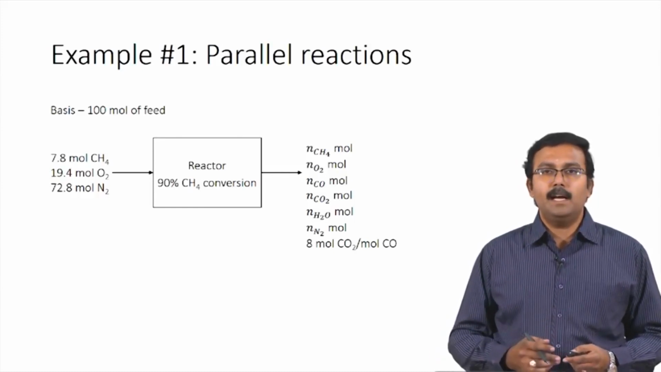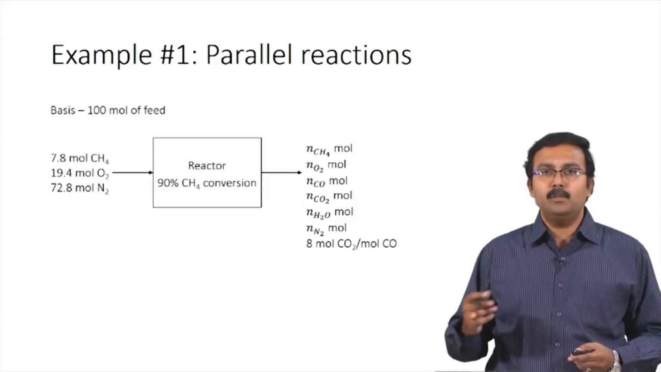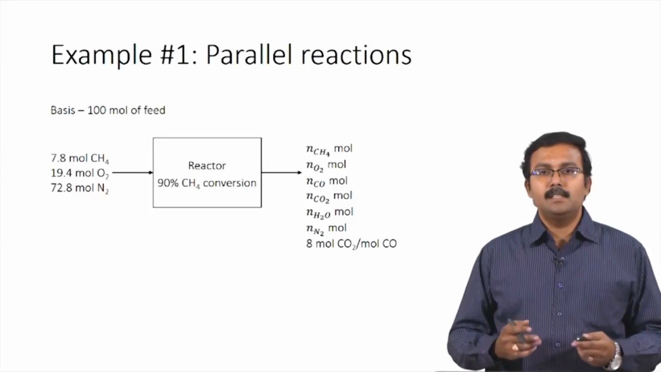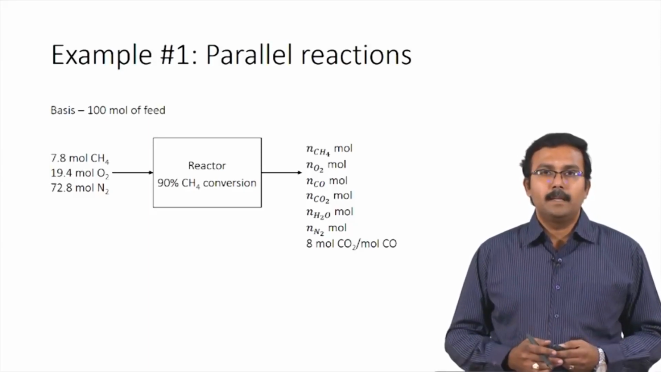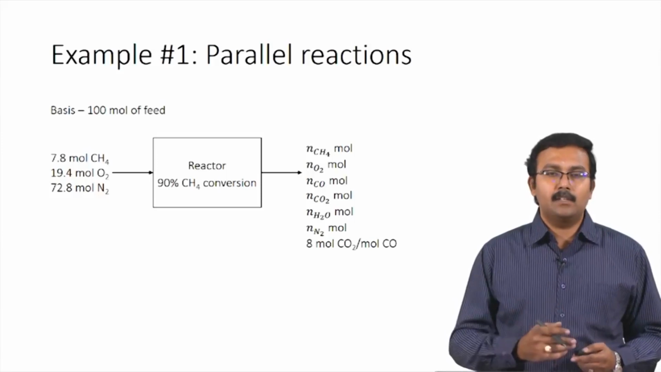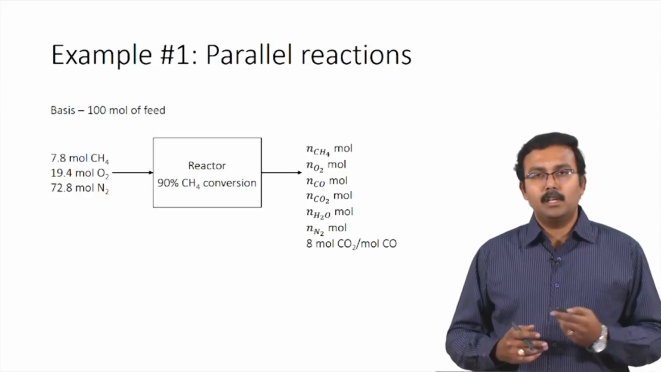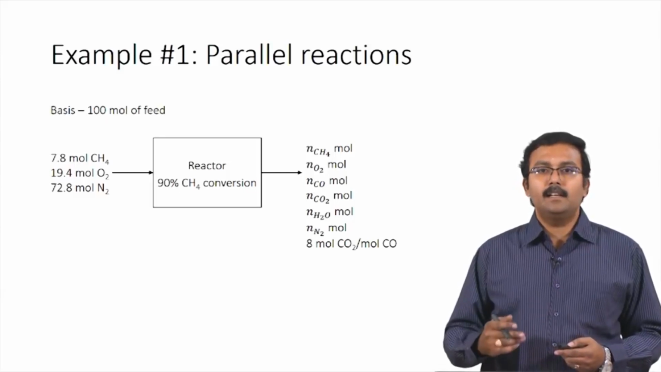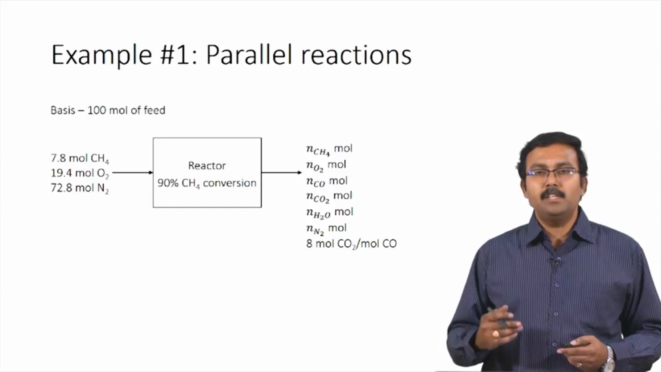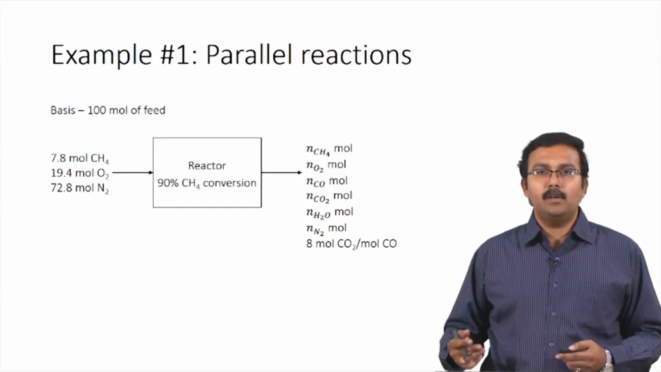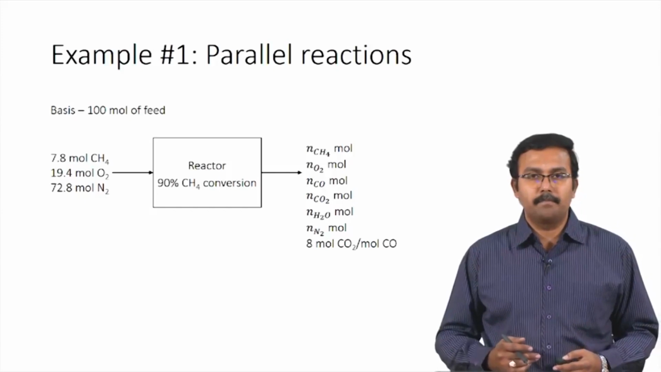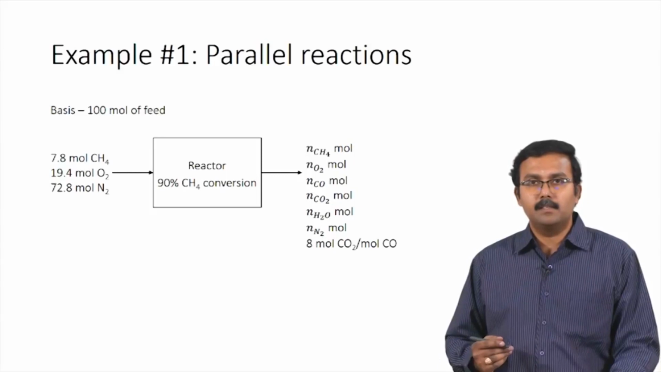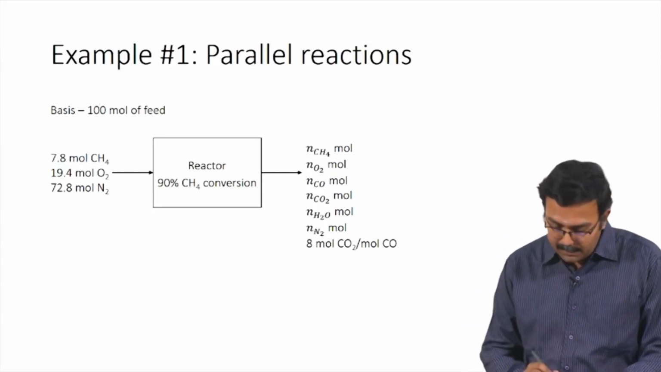It has also been given that the ratio of carbon dioxide to carbon monoxide is 8 moles to 1 mole. So, this is the selectivity for the reaction. Now that we have the selectivity and the composition of the feed stream and also the conversion, let us try to perform material balance calculations to get the number of moles of each of the components in the product stream and then calculate the molar composition of the product stream. The problem requires us to perform both molecular species balances and atomic species balances. Let us first start with the molecular species balance.